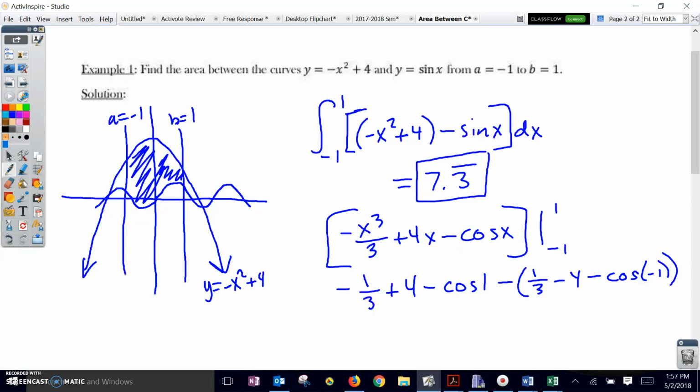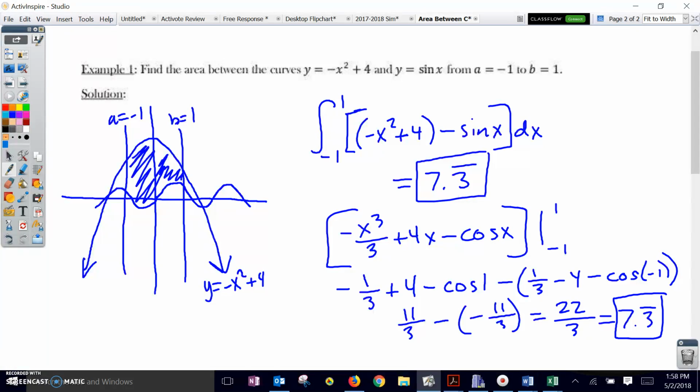And cosine of negative 1 is equal to the cosine of 1. And so those cosines are just going to cancel each other out. And I end up with 11/3 minus negative 11/3, which gives me 22/3. Or 7.3 repeating. And that's the end of example 1.